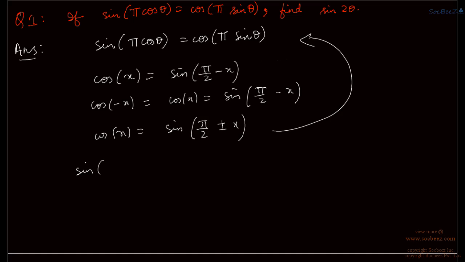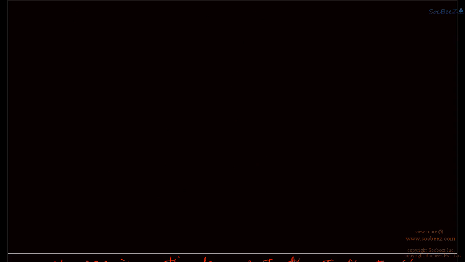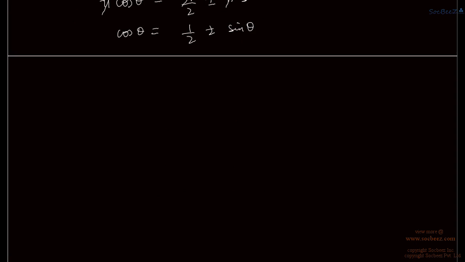So sine of pi cos theta can be written as sine of pi by 2 plus or minus pi sin theta. Now these are just sines, so we can easily match the arguments. So we get pi cos theta is equal to pi by 2 plus or minus pi sin theta. Pi is a non-zero constant, so it cancels throughout, and we have cos theta is equal to 1 by 2 plus or minus sin theta. Fine. This is our equation. Let's take sin theta to the other side, and we have minus plus sin theta plus cos theta equal to half.